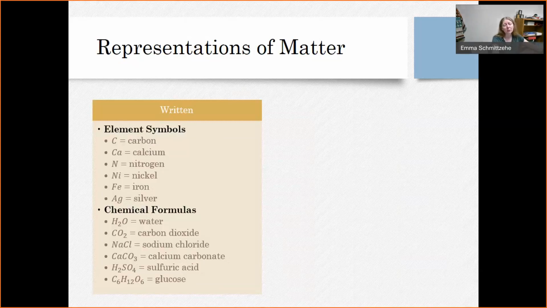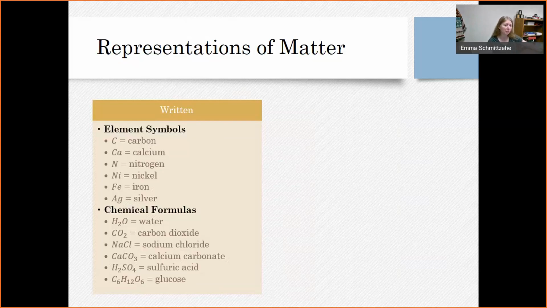Okay, and so the chemical formulas are always going to be a combination of multiple element symbols. And so you notice for water we have H and O, so the H is for hydrogen, the O is for oxygen, and for carbon dioxide we have C and we have O, so C is for carbon, O is for oxygen, and so on. So you always have multiple element symbols in a chemical formula.